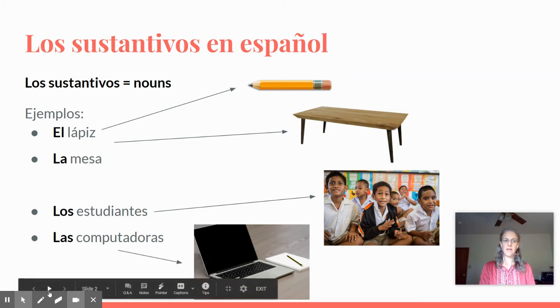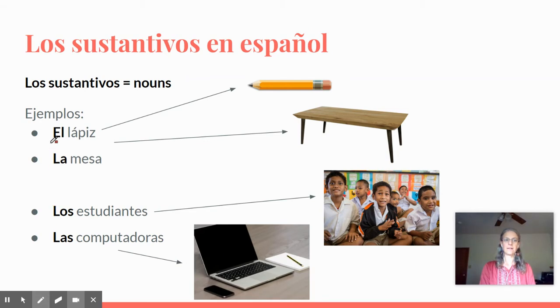sustantivos that's different in español is that we have what's called artículos. Okay, so I see the el or the la with these two words. And both of those, we'll find out what they mean in English later, but we have different types of articles or artículos with nouns. So we see an el or a la for singular nouns, one thing, and we see a los and a las for plural, words that are plural.